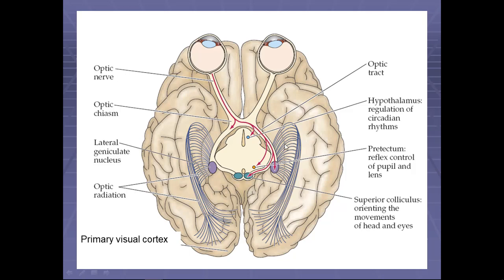And like other sensations, this pathway will stop first in the thalamus, in a nucleus called the lateral geniculate nucleus of the thalamus. Later it will project to the area of the cortex responsible for receiving visual information, which is called the primary visual cortex. We will describe this pathway in detail in the lecture room.